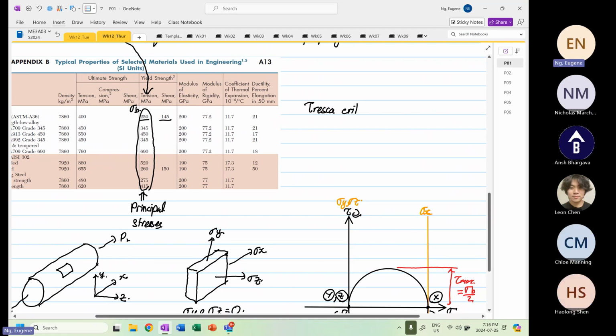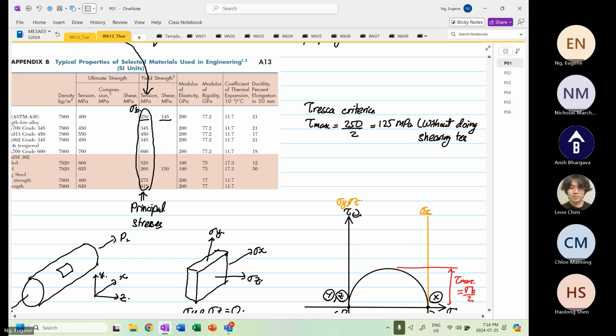Let's say you did not measure in shear. You can take tau max equal to 250 divided by 2, which is equal to 125 megapascal. And this is through the Tresca criteria, without doing a shearing test. And it's a pretty good assumption.